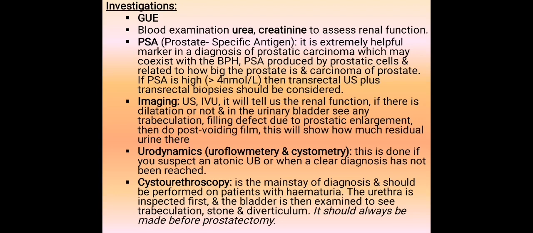Another sophisticated test is a urodynamic study in the form of uroflowmetry and cystometry. This is done if you suspect atonic urinary bladder when a clear diagnosis has not been reached. A more invasive investigation is the cystourethrogram. It is a mainstay in the diagnosis and should be performed on patients with hematuria. The urethra is inspected first and the bladder is then examined to see trabeculation, stone, and diverticulum. It should always be made before prostatectomy.